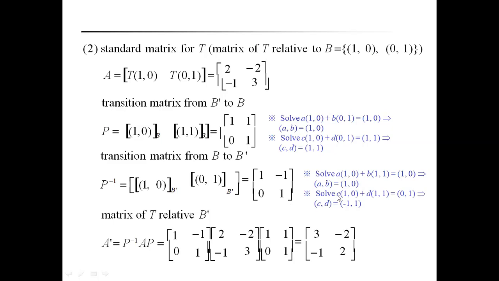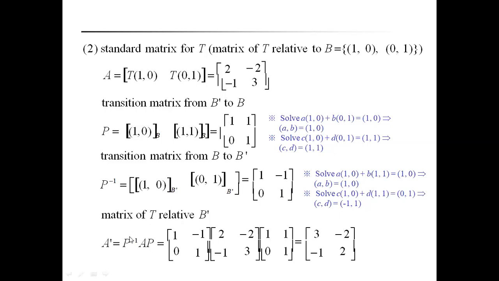Similarly, solve C into (1, 0) plus D into (1, 1), that value is equal to (0, 1). From this we can get (C, D) is equal to (-1, 1), which we write in the second column of the matrix. This is the transition matrix from B dash to B.